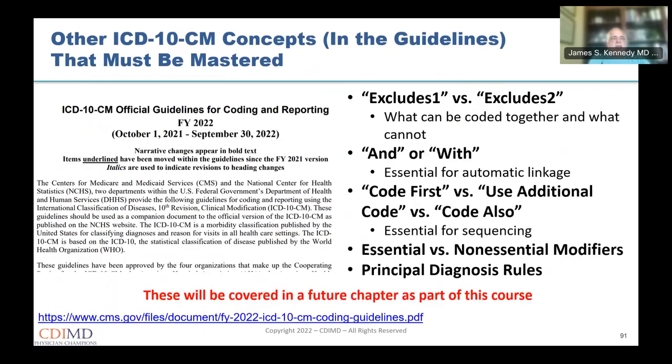Let me just say again that for the diagnosis part, read the guidelines. Certain aspects of this are knowing the difference between Excludes1 versus Excludes2, the automatic linkage words, which are "and" and "with," code first versus use additional code, essential or non-essential modifiers, and principal diagnoses. All of these need to be covered, and we expect you to at least have a working knowledge of these so that we can be more conversational in what your role as a CDI specialist will be.